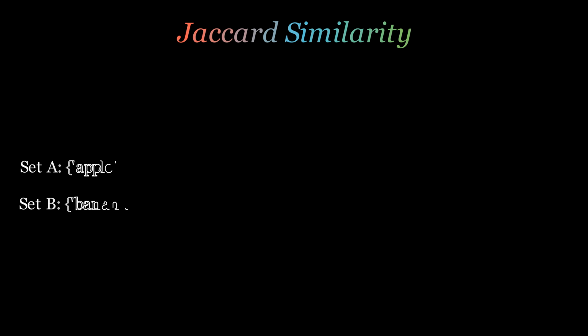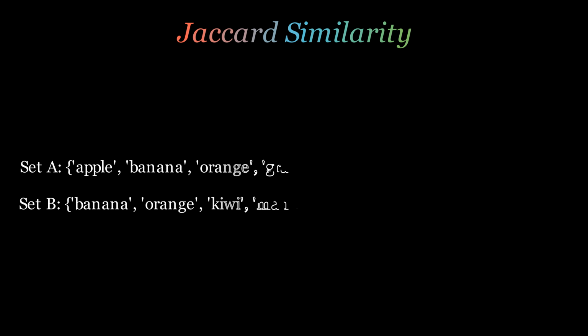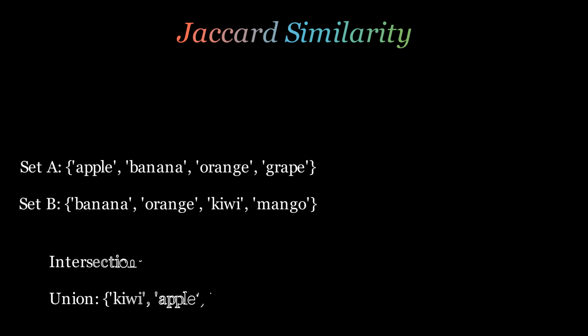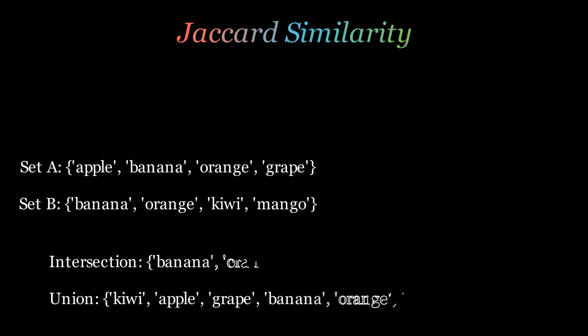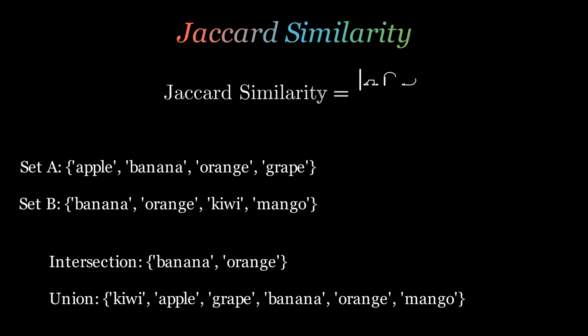Let us consider two sets, set A and set B, containing some fruits. To compute Jaccard similarity, we first find the intersection and union of the two sets. The intersection contains elements common to both sets, while the union contains all unique elements from both sets. Jaccard similarity is calculated as the size of the intersection divided by the size of the union. The formula is Jaccard similarity equals the size of the intersection of A and B divided by the size of the union of A and B.